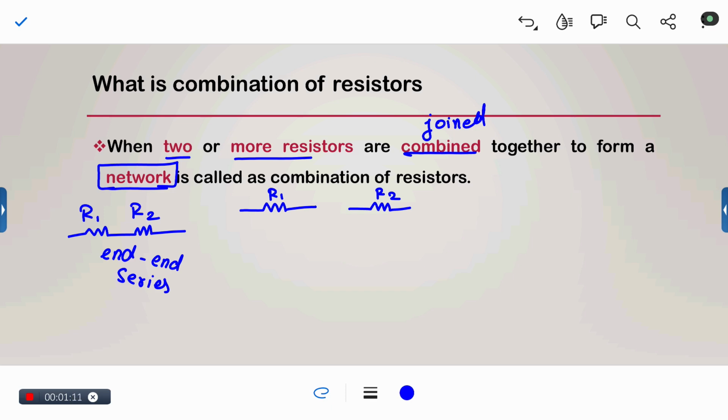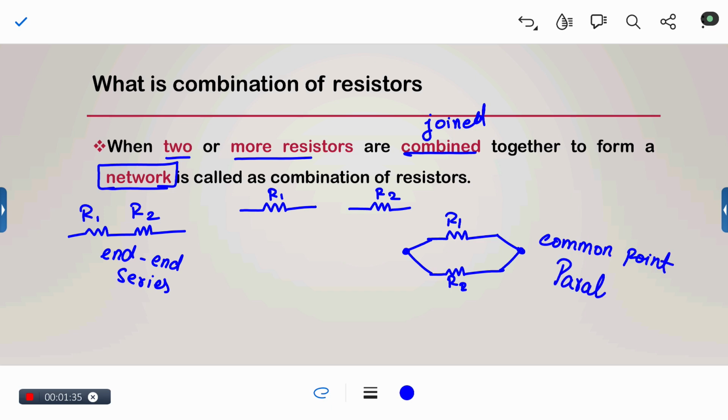When the two resistors are connected to a common point like this, then we can say that the given combination is in the form of parallel. That means if the resistors are connected to a common point, then the combination is called parallel.